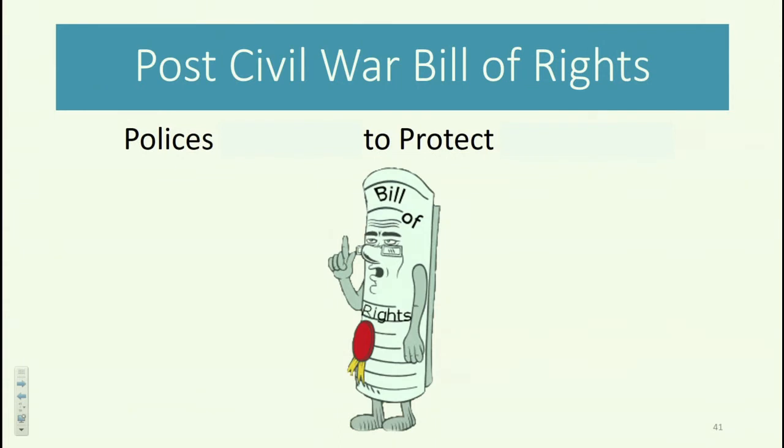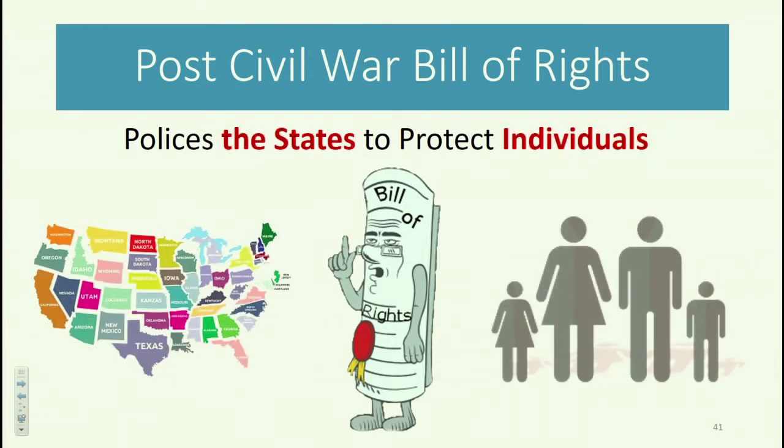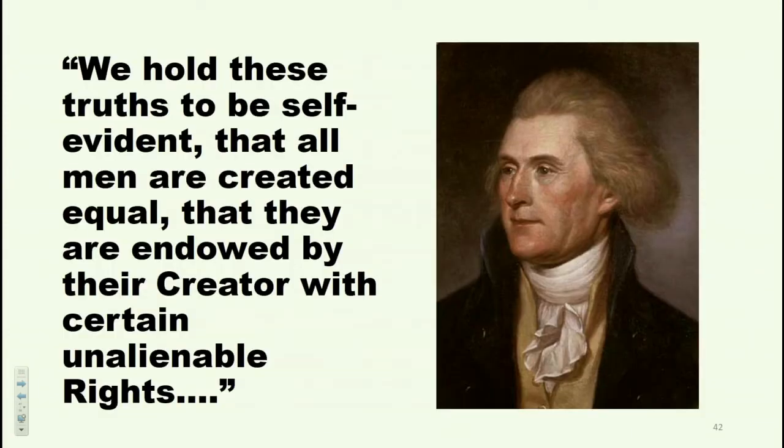The post-Civil War Bill of Rights really adds something new. It polices the states to protect individuals. So the idea here is, I think they were thinking of the newly freed African American who had to deal with Southern government, Southern sheriffs, and yes, even Southern juries. So our views of the relationship of judges and juries changed about this time as well. Another revolution in terms of rights occurred as a result of the Civil War.